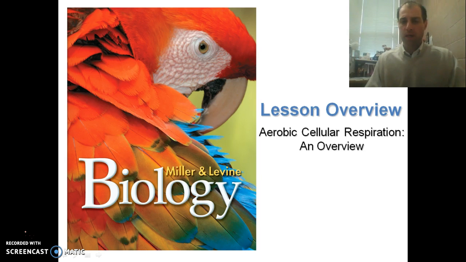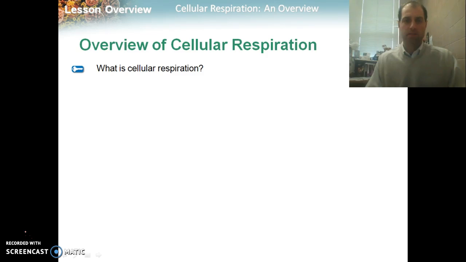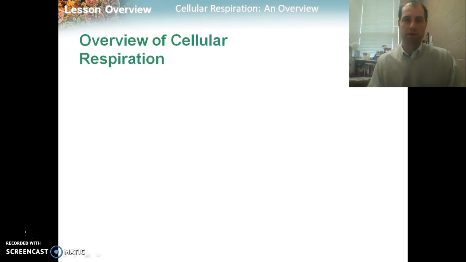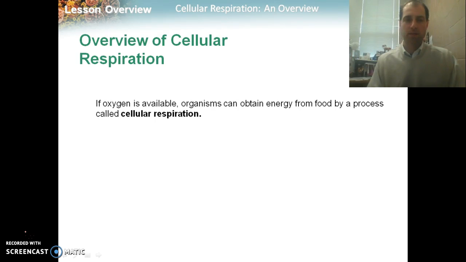So aerobic means using oxygen, and cellular respiration is the process that releases energy from food in the presence of oxygen. So we need to have oxygen present in order to do all of this. The overview of the chemical equation is that if oxygen is available when organisms eat their food, then a process called cellular respiration is going to break that down.